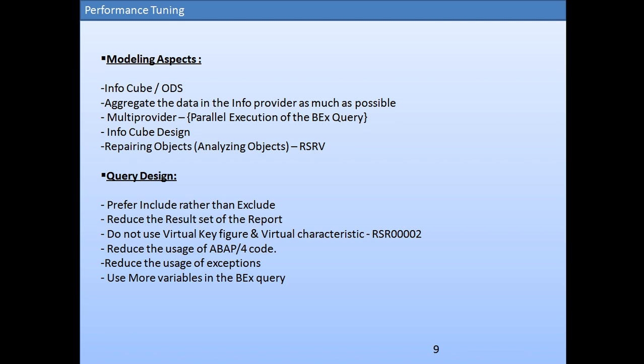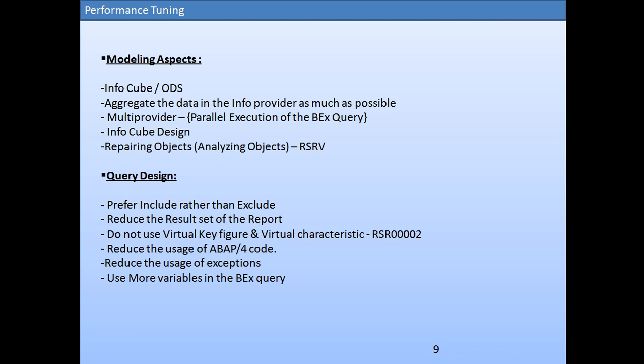Next, reduce the result set of the query as much as possible. The concept is that at least in the initial view of the query there should be fewer records. Then later let my user do a drill down on top of it. How can you reduce the result set of a query? He says I'll put more into free characteristics. Obviously the result set will be reduced. Later let my user drill down on what he needs.